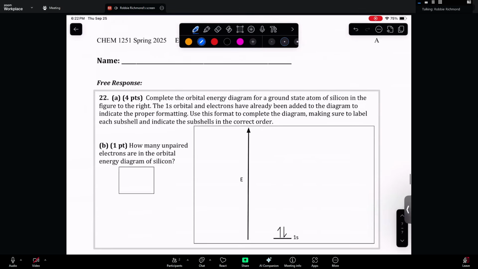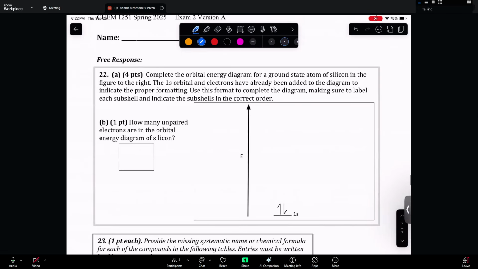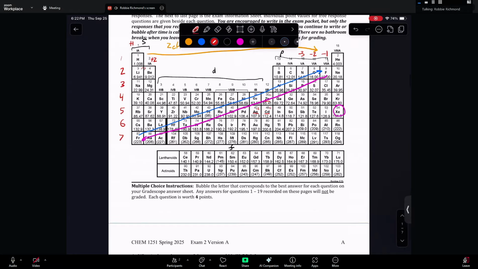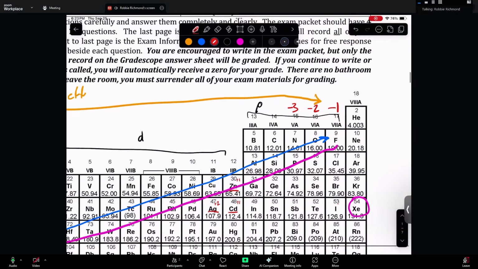Cool. Going on. Complete the orbital energy diagram for what element are we doing this for? Silicon. Alrighty. Let's find silicon on our periodic table and let's talk about how to read the periodic table. So silicon is going to be this guy right here.